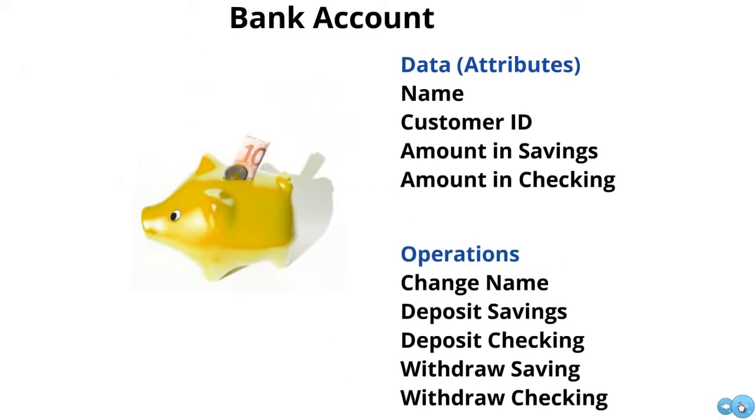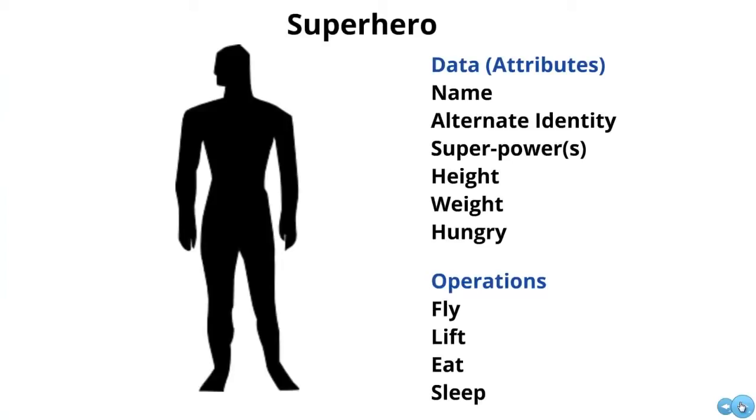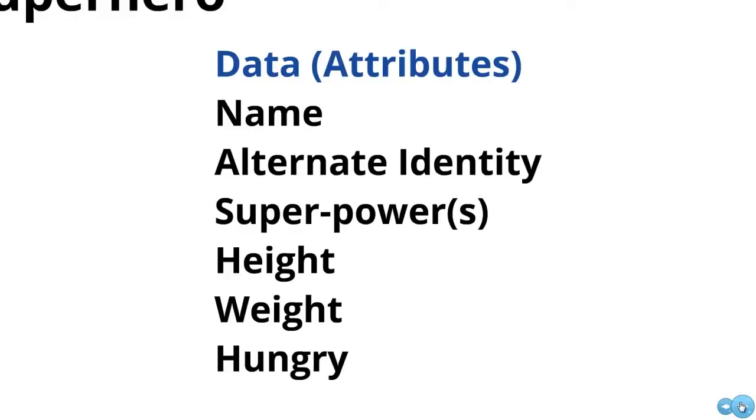Let's look at one more example, and that's the idea of superheroes. When we think about a superhero, we could also model it in terms of its data and its operations. In terms of data, we could think of the name of the superhero: Batman, Superman, Spider-Man, Hulk, Green Lantern, Iron Man, whatever the name may be. Then the alternate identity: Bruce Wayne, Clark Kent, Bruce Banner, whatever the alternate or secret identity may be. In some cases, their identities aren't so secret.